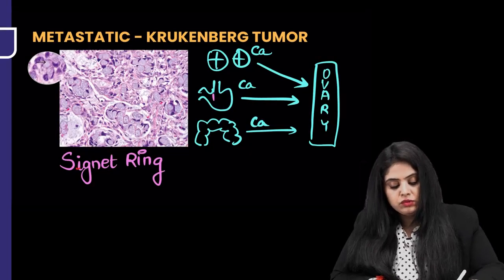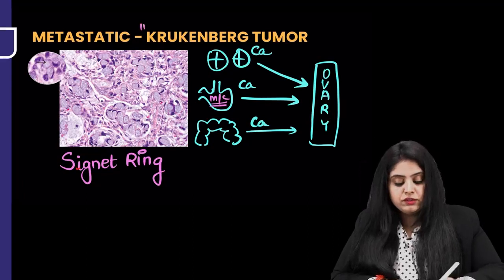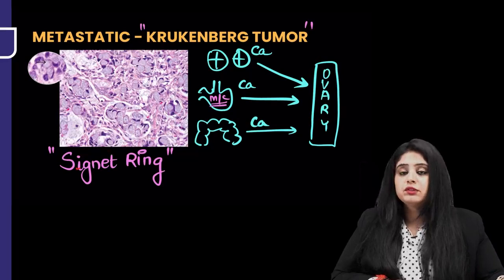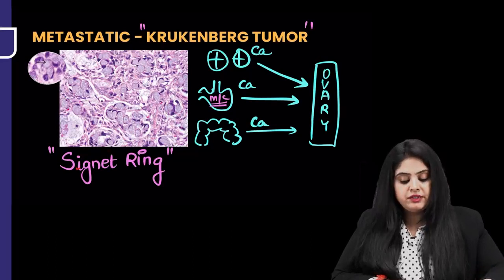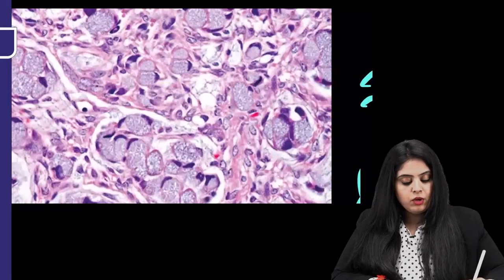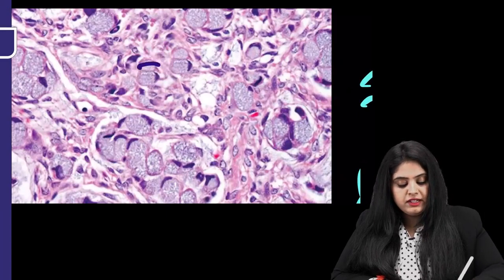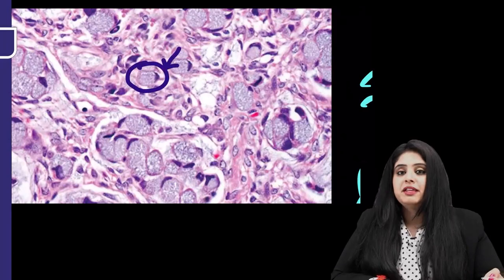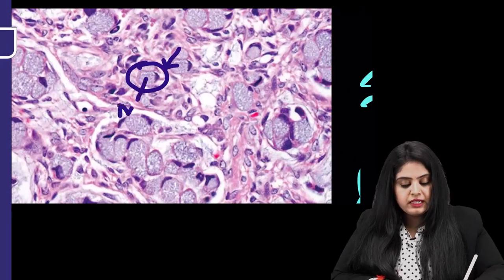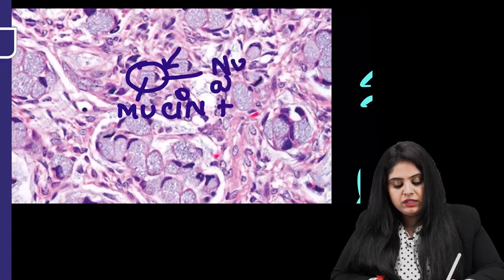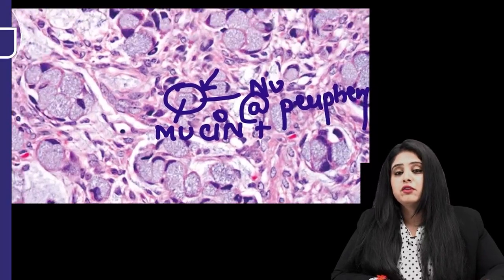Repeating, the most common cancer that is coming to the ovary is the stomach, and this is known as Krukenberg tumor. I've already told you in the previous segments also that Krukenberg tumor shows you signet ring cells. I hope you all remember what signet ring cells were: the nucleus was at the periphery. You could very well see that the nucleus is at the periphery like a ring. Why? Because they contain a lot of mucin, as a result of which the nucleus has gone to the periphery.